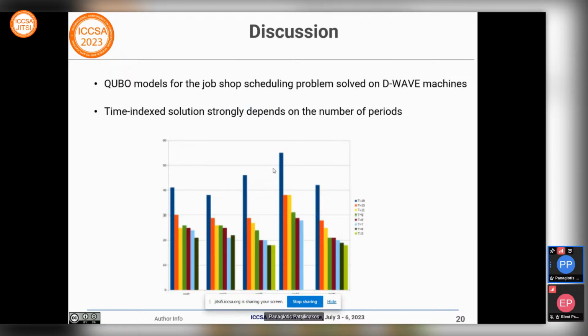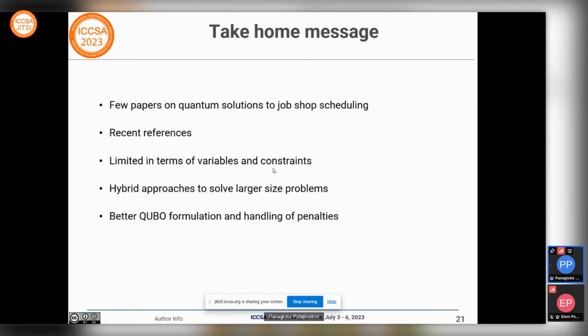So with what we have done with the QUBO I have presented, we are able to solve scheduling problems on D-Wave machines. Unfortunately, this formulation strongly depends on the number of periods. It's a time-indexed model. So we have to integrate into the solution procedure some ways to define the right time span on which we apply the method. But it's a good first step, let's say.